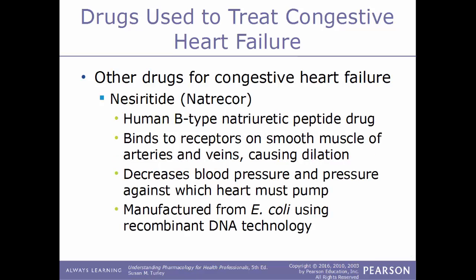The drug nesiritide, known by its trade name Natrecor. This is a human B-type natriuretic peptide drug. Now, this drug will bind to receptors on the smooth muscle of arteries and veins, which will end up causing dilation. This will decrease blood pressure and will offer less resistance that the heart has to pump against. This drug is actually manufactured from the bacterium E. coli using recombinant DNA technology.